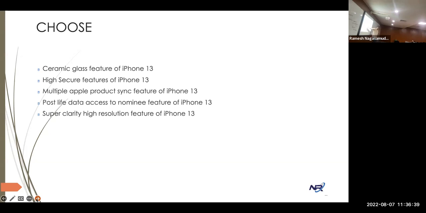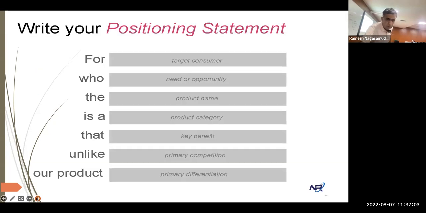Then, of course, there's the super clarity video of the phone. All of them are features of a single product. What is that product? iPhone. But this feature is for somebody, that feature is for somebody else. So now what I want you to do is a very small 10-minute exercise. Complete this sentence, whether it's the ceramic feature, the photo feature or the sync feature. This is your position. You get it?